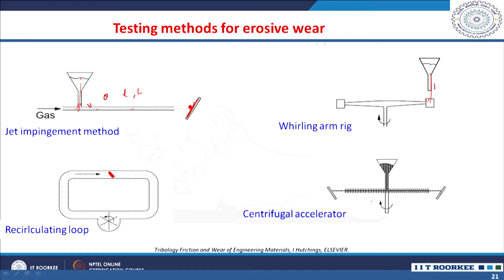Or a centrifugal accelerator, where particles are dropped, and at the same time there is a mechanism for centrifugal force, and with the centrifugal force the material is damaged. So, you can assess the erosive wear.